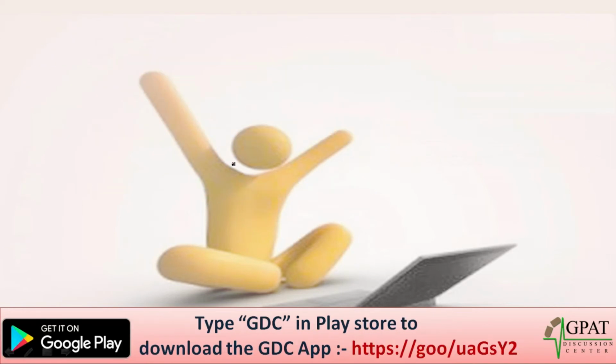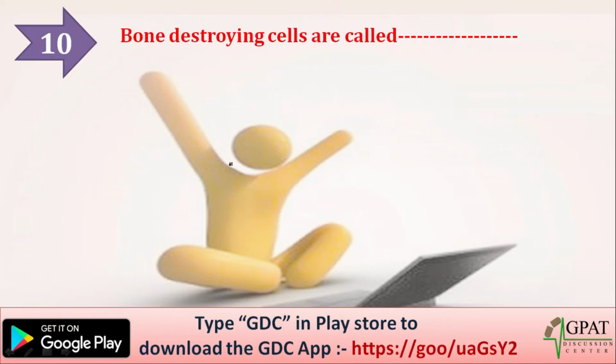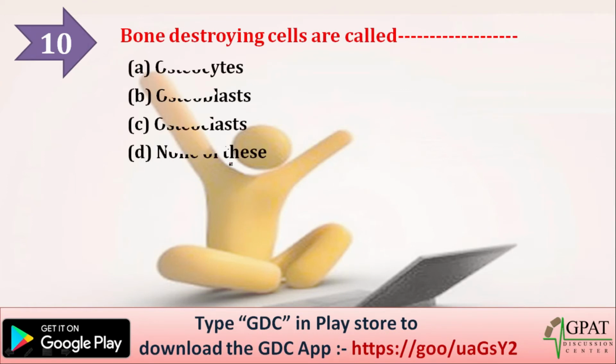Moving on to the next and last question. Bone destroying cells are called, and the options are option A osteocytes, option B osteoblast, option C osteoclast, option D none of these. So which are the bone destroying cells? The correct answer is osteoclasts, the bone destroying cells.